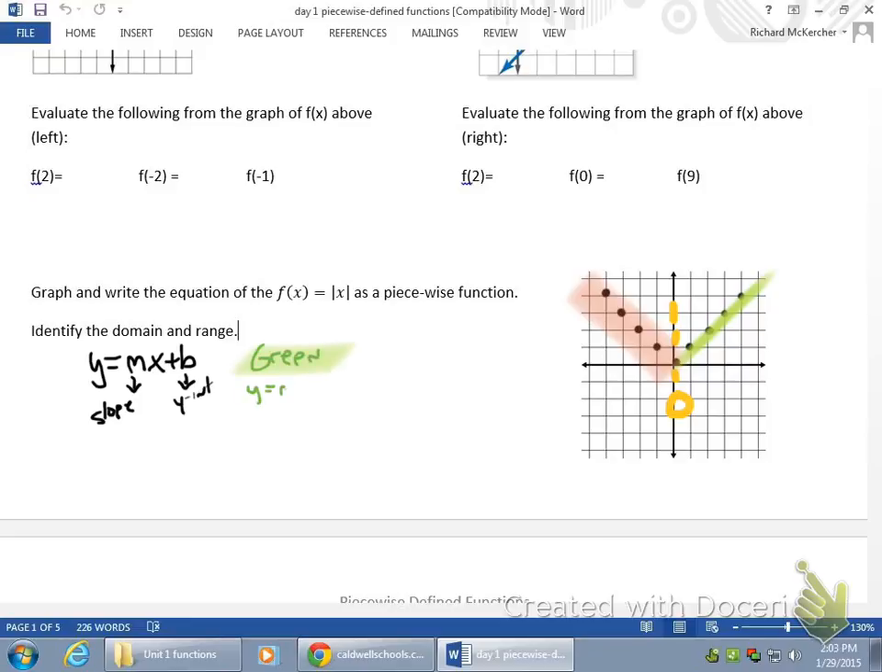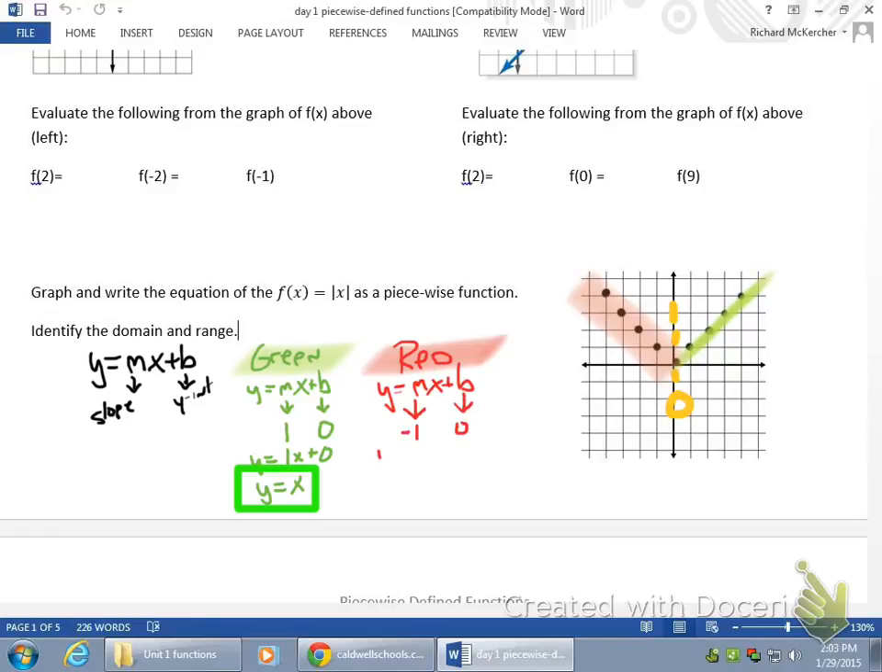Now let's look at the green part. Okay, the slope of the green part is up 1 over 1, up 1 over 1, so my slope is a 1. The y-intercept is right here at 0, so my y-intercept is 0, which gives me the equation y equals x. So the green equation right here is y equals x. I'm going to do the same process for the red one. Here I recognize that I'm actually going down 1 over 1, so that's a negative 1.